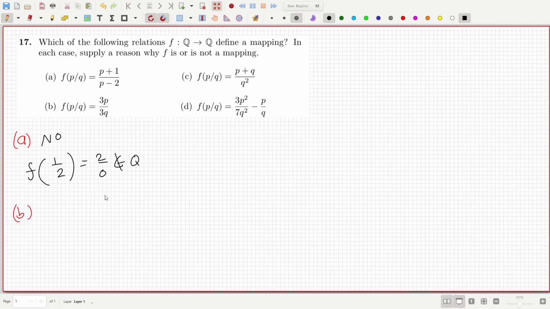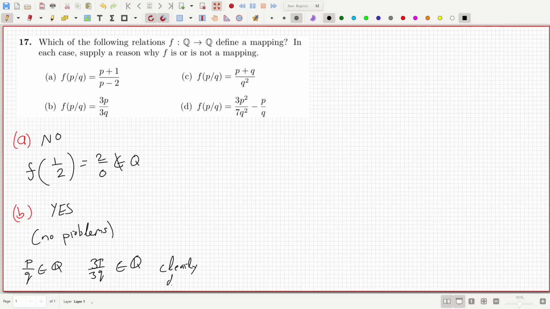B, that's a yes. There's no problems here. If P over Q is in Q, then tripling the top and the bottom is also in Q. There's no issues there, and there's no ambiguity. It's clearly defined. You're just multiplying the top and the bottom by 3. So no problem there.